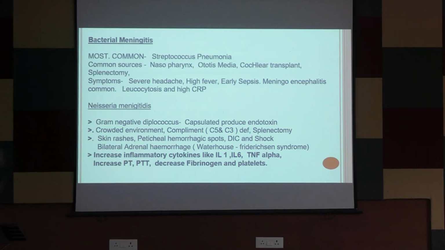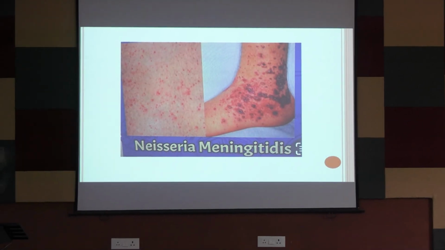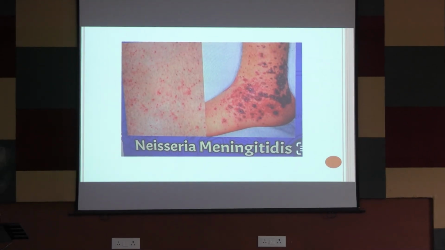It occurs in many diseases. You will see the term DIC, disseminated intravascular coagulation. This is the basic pathogenesis of DIC: a hypercoagulable state at the periphery and hypocoagulable state or coagulation failure in the system. And you know that increased inflammatory cytokines are there. Now these are the pictures: on the left side you can see the petechial patches, and on the right side the hemorrhagic spots. These are the unique features of meningococcal meningitis.